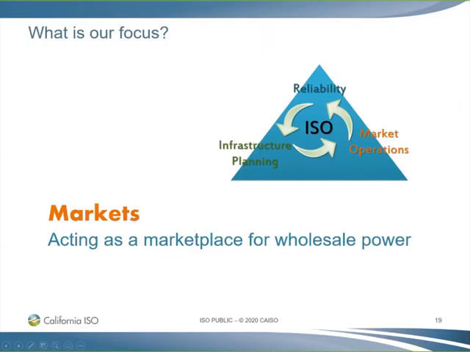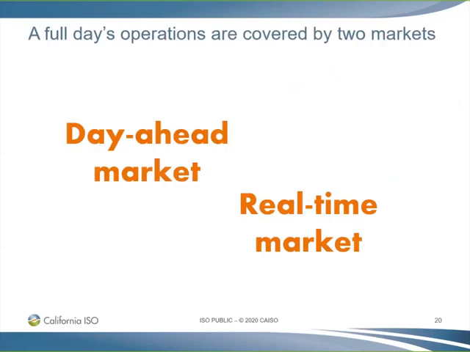We're going to be talking about markets. So an ISO typically has a competitive energy market, which most BAs do not have. As a registered market operator, we act as a marketplace for wholesale power, or basically a clearinghouse under the exclusive jurisdiction of the Federal Energy Regulatory Commission. The ISO wholesale energy market is comprised of distinct day-ahead and real-time processes. The energy products and services traded in our market allow us to meet reliability needs and serve load.